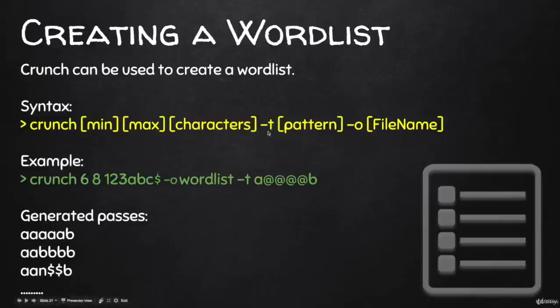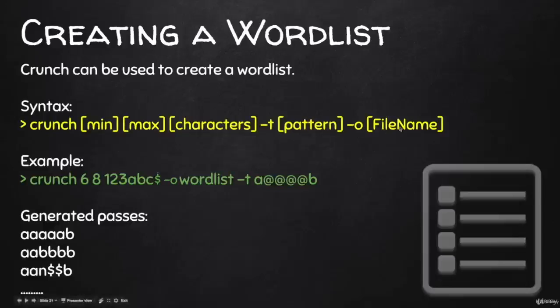You can also use the option -t, which is optional, to give a pattern. So for example, let's say that you were looking at the person while they were typing their password, and you've seen that the password will start with an A. So you can tell Crunch that the password will start with an A, and then give me all possible combinations of passwords that start with an A.